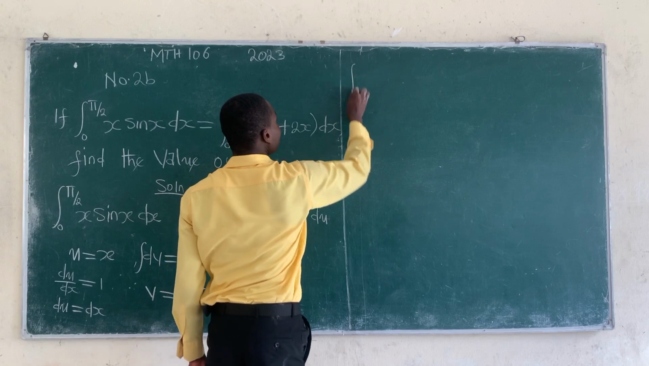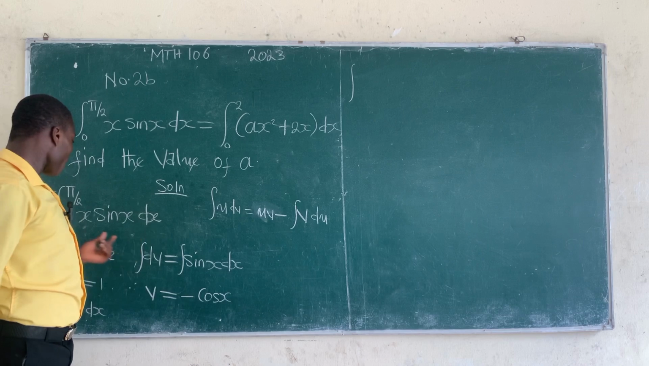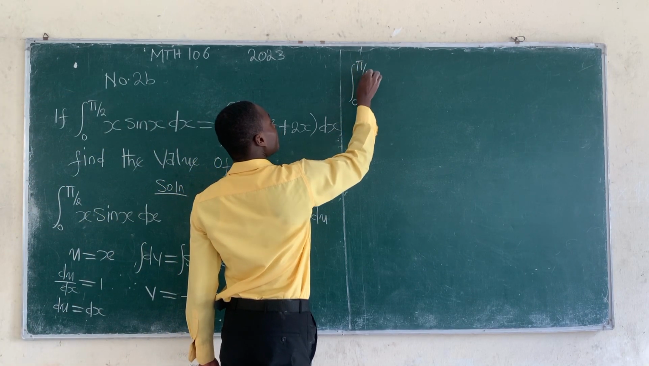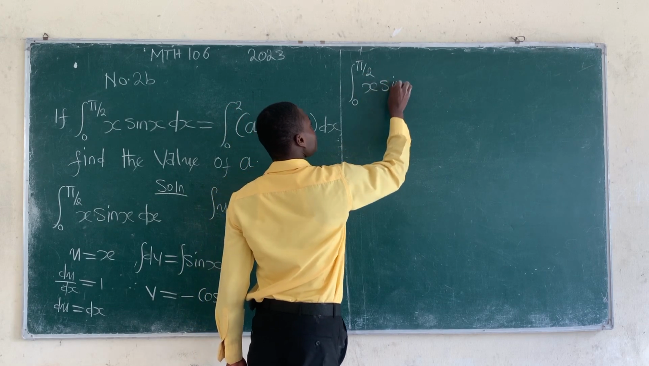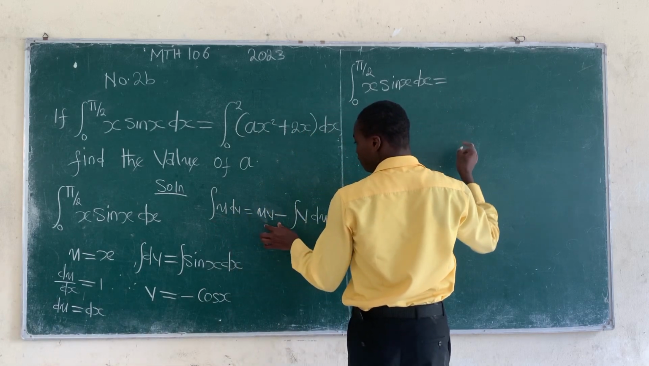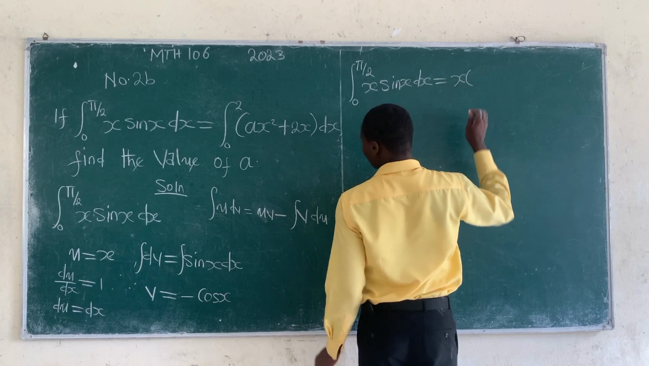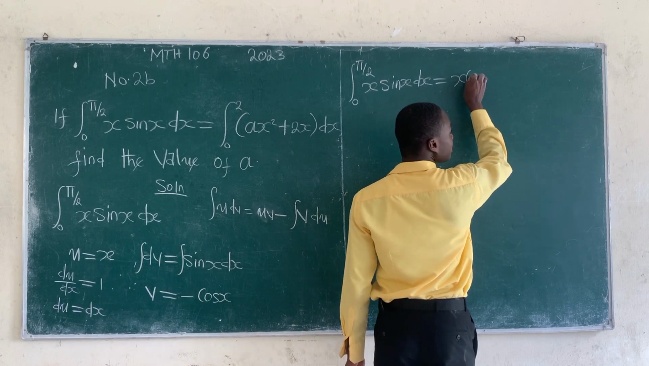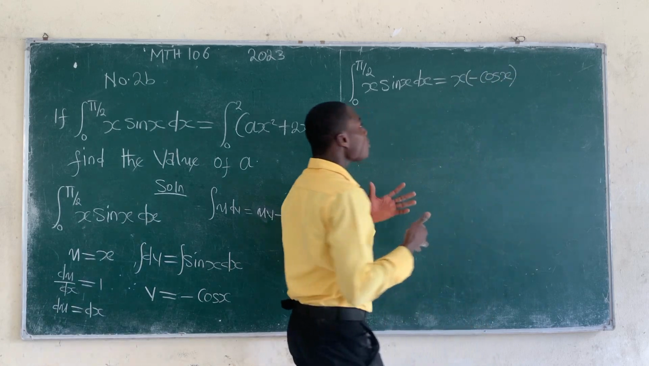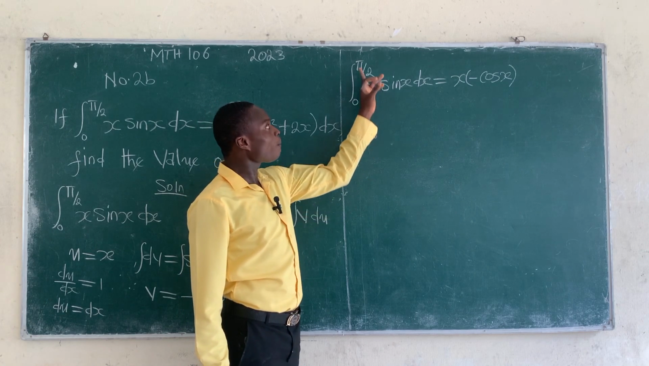So what we have there is the integral of u dv, but our u dv now is x sine x dx. But don't forget, the integral is going from 0 to pi over 2 of x sine x dx, and this has to be equal to our u is x, so we have x into v. Our v is minus cos x. We close our bracket. But because we have a boundary condition, we have an interval going from 0 to pi over 2.